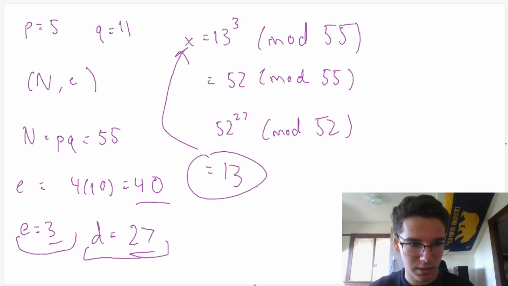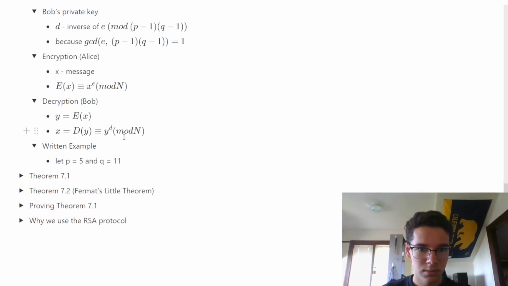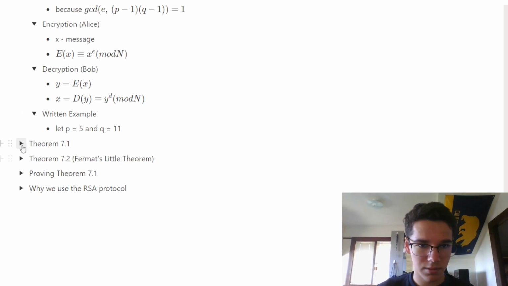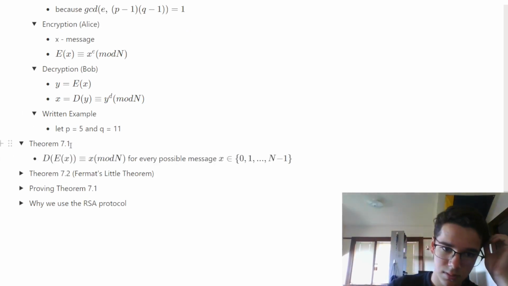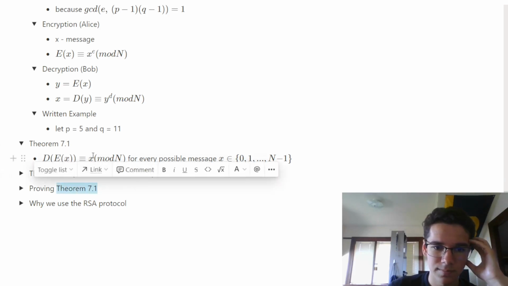So let me switch back over. Okay, so we went over the example. Now we're going to go over, just really quick, Theorem 7.1, which just kind of says that if we encrypt a message and then decrypt it, it should be equal to our message mod n for any message that is between 0 and n minus 1. So we're just kind of establishing that, but we'll actually prove it in a little bit.